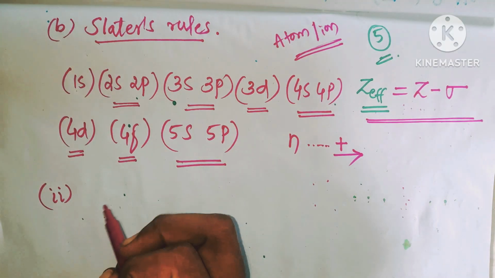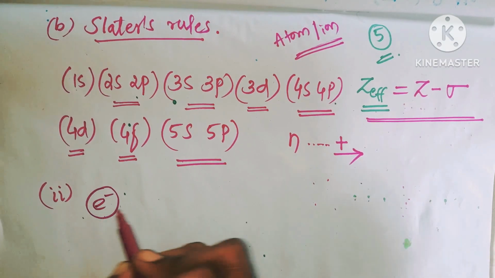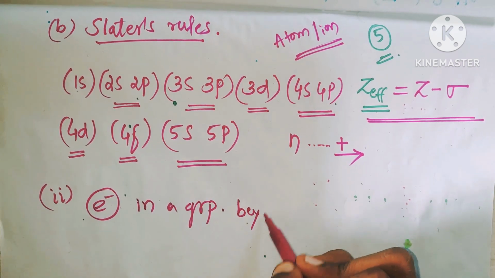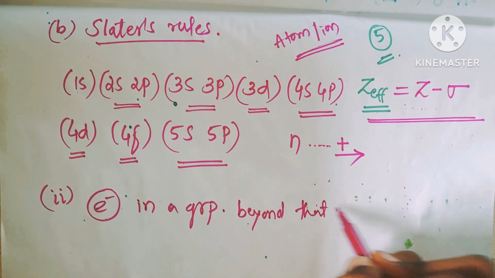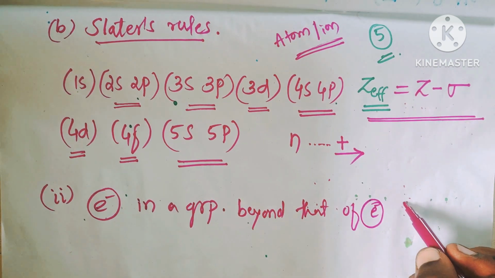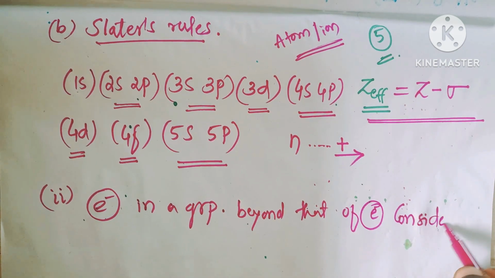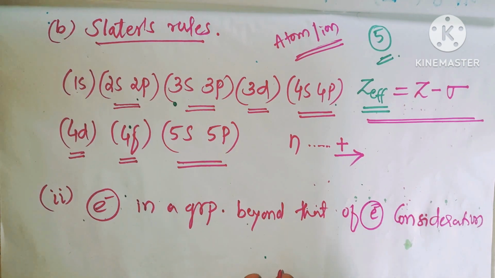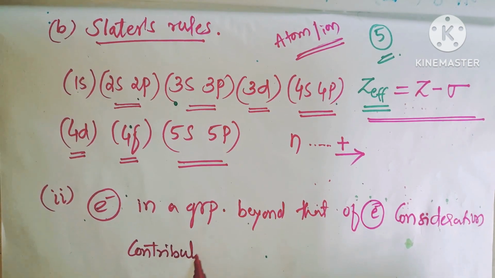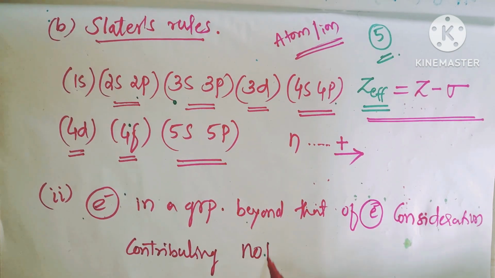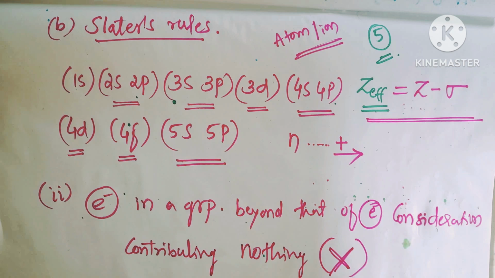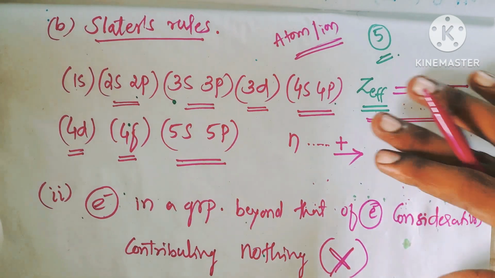Here the second statement is given as: electrons in a group beyond that of the electron under consideration contribute nothing, that is, they will not be involved in the shielding effect. This will be the second statement.